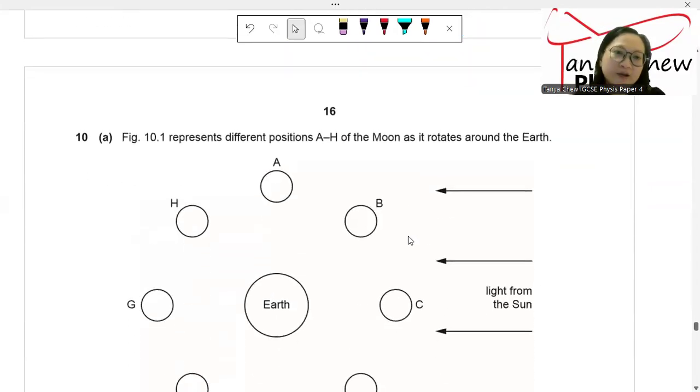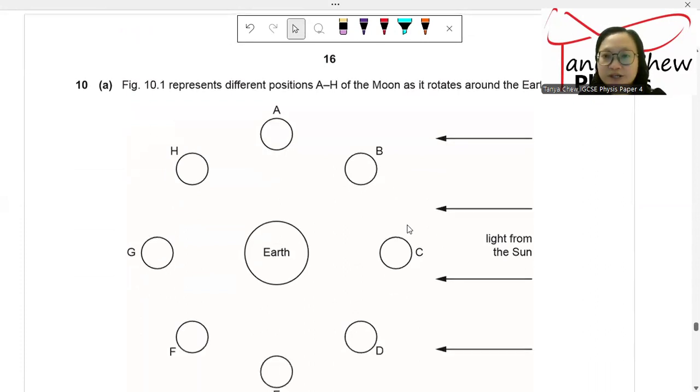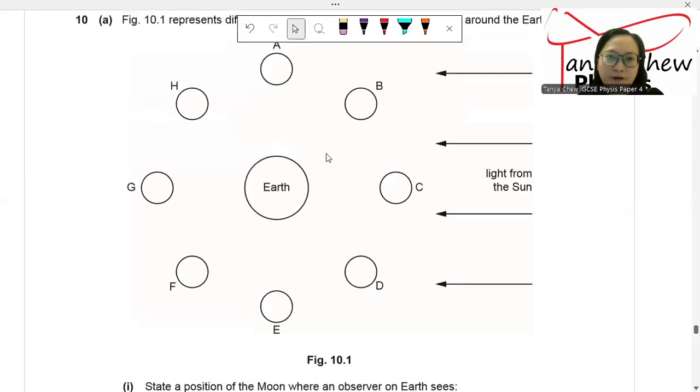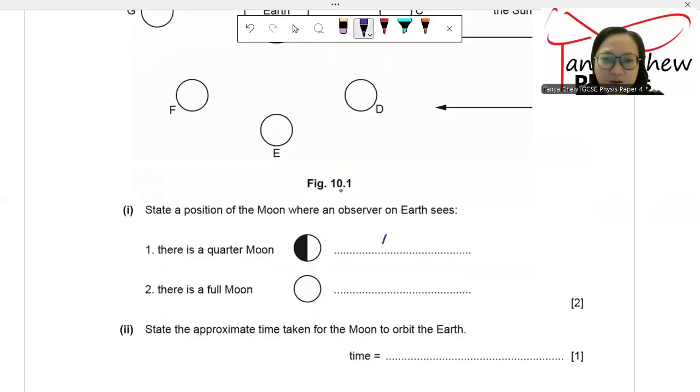Now, question number 10. Fig 10.1 represents different positions A to H of the moon as it rotates around the Earth. State the position of the moon where an observer on Earth sees, first part, a quarter moon. If you want to see the quarter moon, you have to stand at A, right? The moon must be at A.